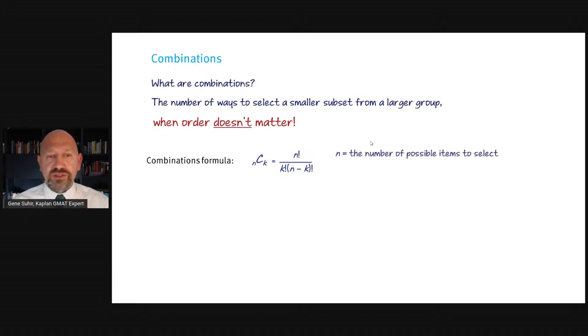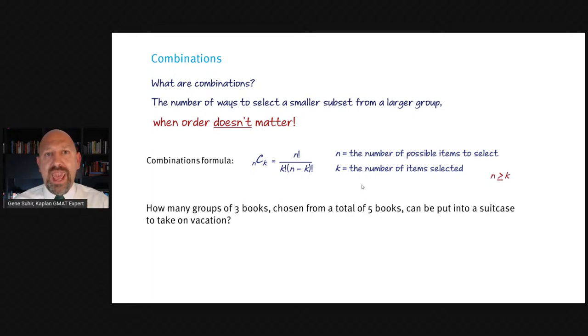The N represents how many you're picking from that are in the original group. The K represents how many you're actually picking. You can think of this like out of N, you choose K. And when in doubt, it helps to remember that your N number is always greater than or equal to your K number. Here's a sample problem. And then, of course, we're going to give you a few to practice with, kind of get your hands in it and do a few on your own.